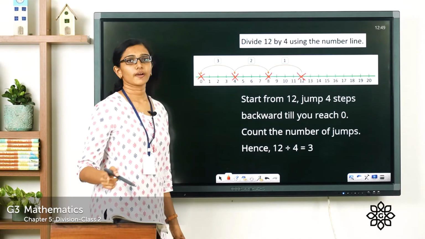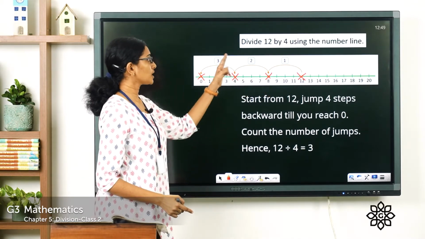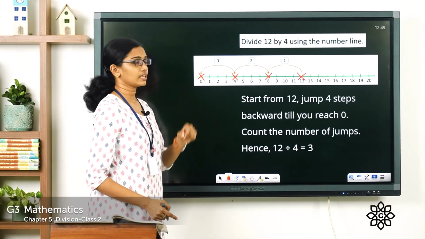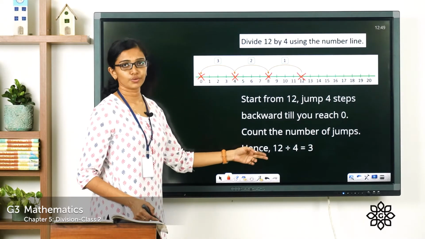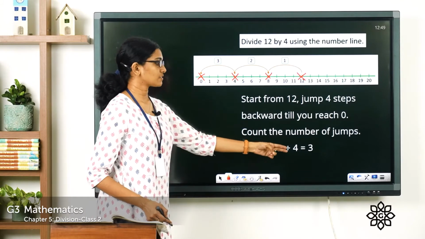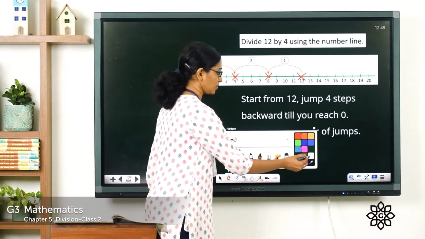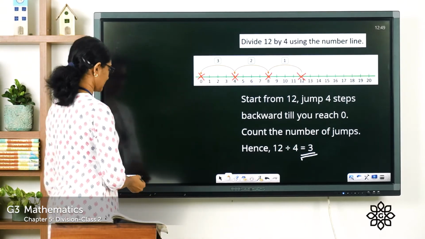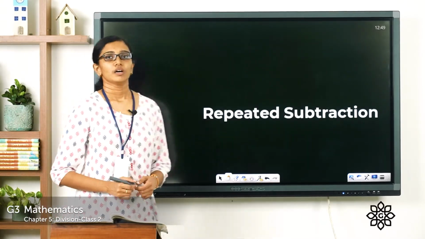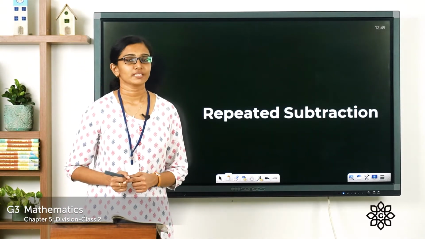So you have reached point 0 and you made how many jumps? 1, 2, 3. 3 jumps backward. So we can say the quotient for this division 12 divided by 4 is equal to 3. Clear? Now we'll see what is repeated subtraction.